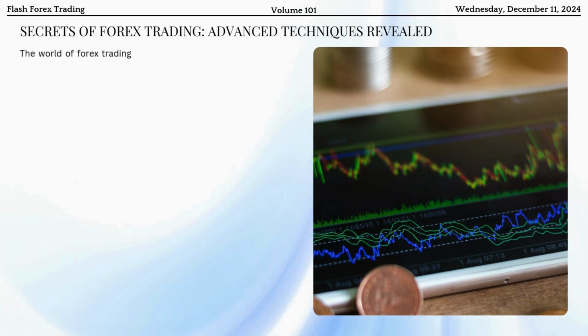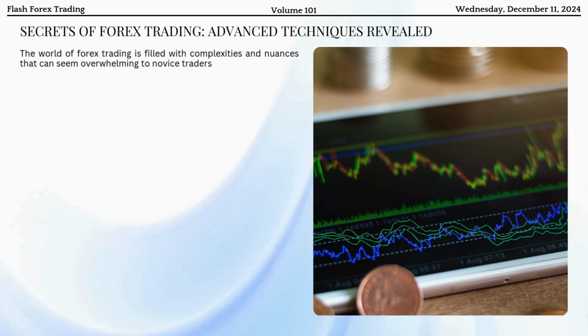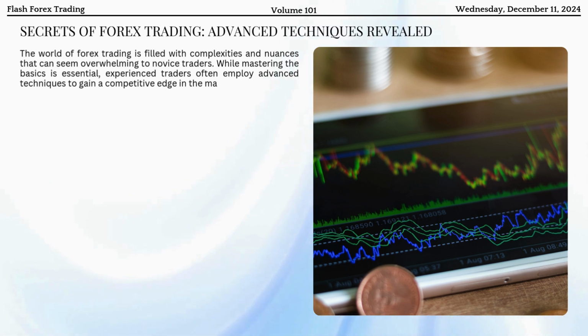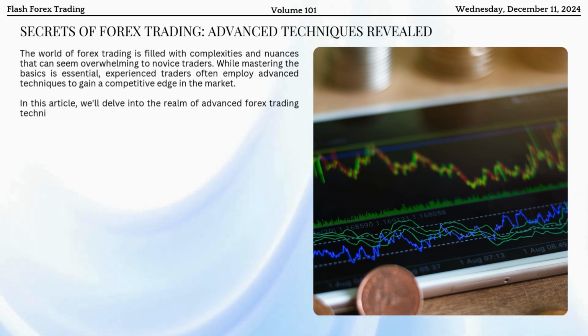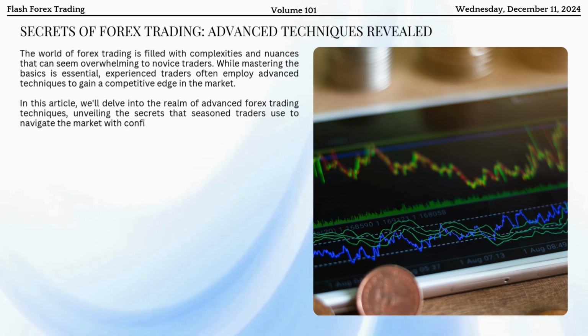The world of Forex trading is filled with complexities and nuances that can seem overwhelming to novice traders. While mastering the basics is essential, experienced traders often employ advanced techniques to gain a competitive edge in the market. In this article, we'll delve into the realm of advanced Forex trading techniques, unveiling the secrets that seasoned traders use to navigate the market with confidence and precision.